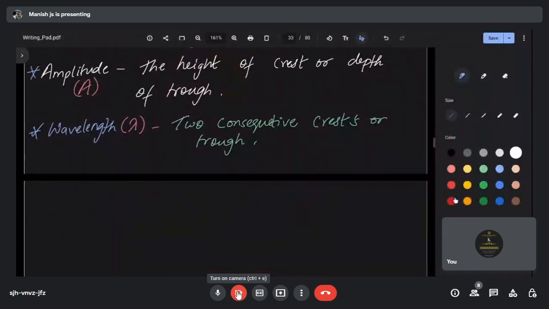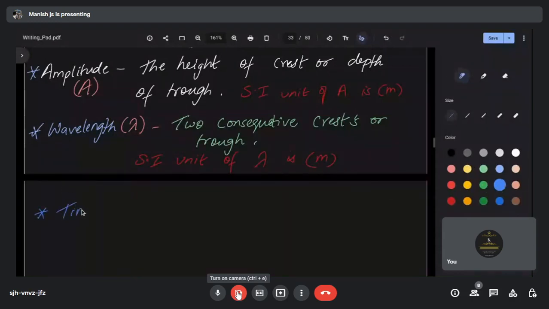What is the unit of wavelength? The unit of wavelength is the SI unit. The SI unit of wavelength is meters. Okay, for amplitude also the SI unit is meters only. So adukku meters da. Seringla? So this is the second one.